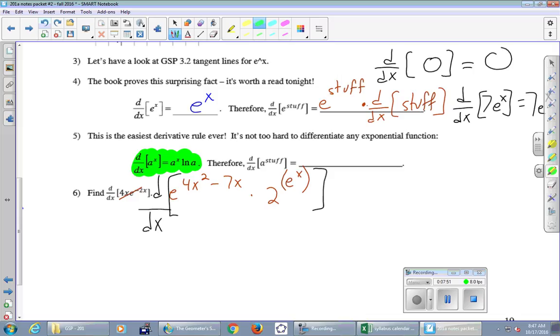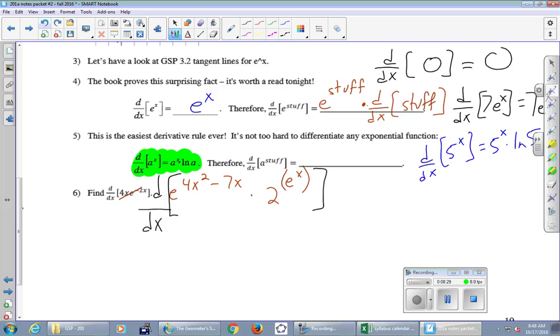E to the x becomes e to the x, a to the x becomes a to the x. But in general, you have to multiply. Maybe we'll put a little dot in here to be clear. We are multiplying by ln of a. Whatever the base is, you got to multiply by ln of that number. This works when a is a constant. So for example, what's the derivative of 5 to the x? 5 to the x, ln of 5. That's it.